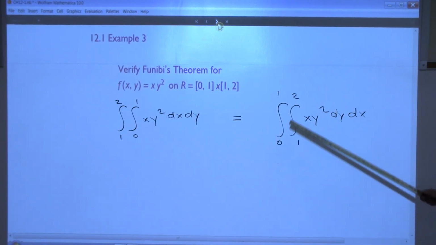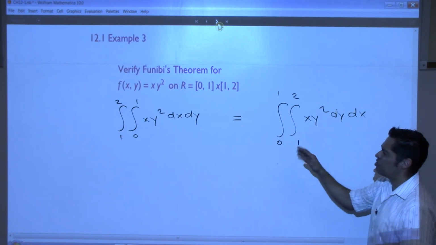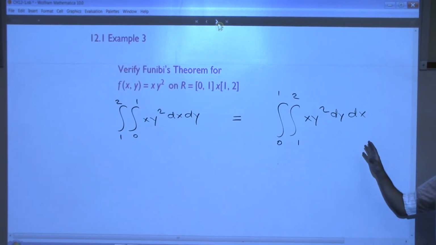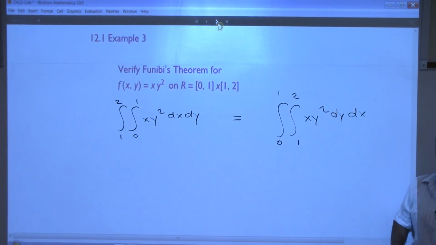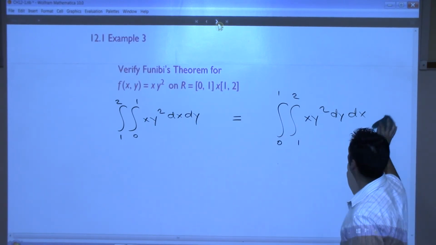And it's because this function is well behaved. Xy squared is a nice continuous function. The order of integration shouldn't make that much of a difference in the antiderivative here, should it? No? Seems like both ways would be okay.